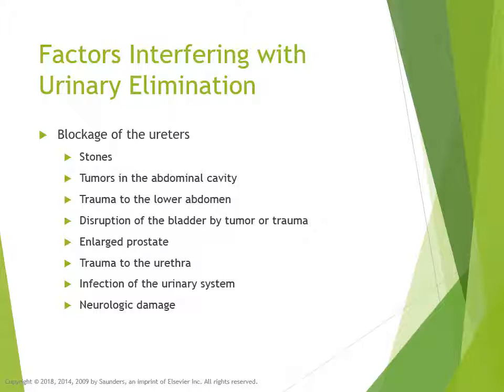So what are some factors that might interfere with an individual's ability to eliminate urine? Some issues may include blockage. Blockage of the ureters prevents the urine from leaving the bladder. Blockage may occur because of stones in the ureter, pressure from an abdominal tumor, or even abdominal trauma. Additional injuries or complications that may prevent urinary elimination could be trauma to the urethra, an enlarged prostate, an infection of the urinary tract system, or some kind of neurological damage.